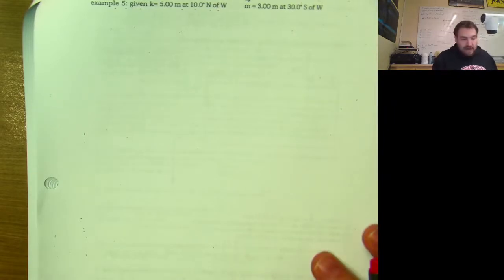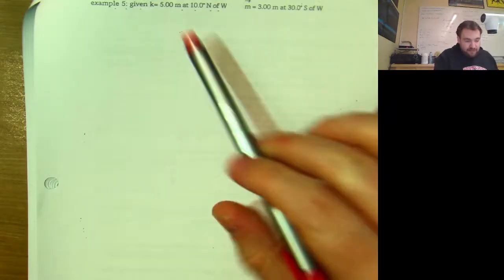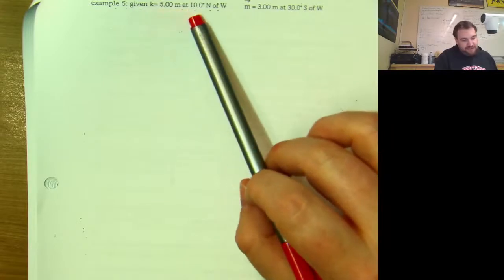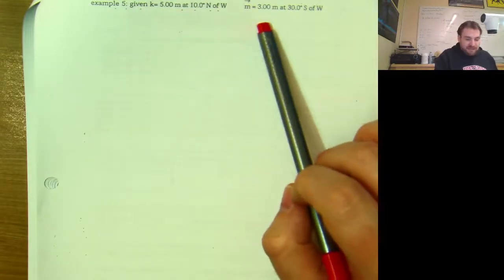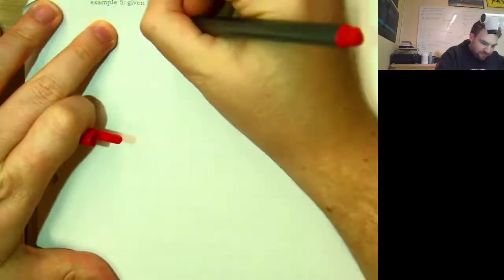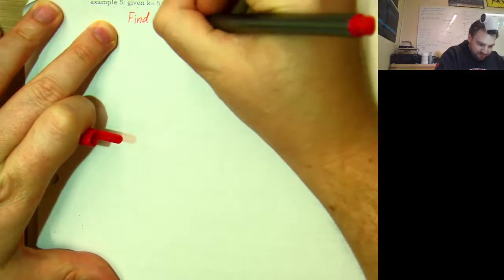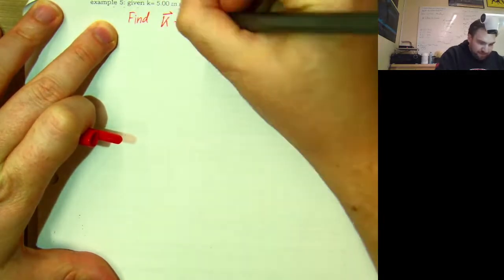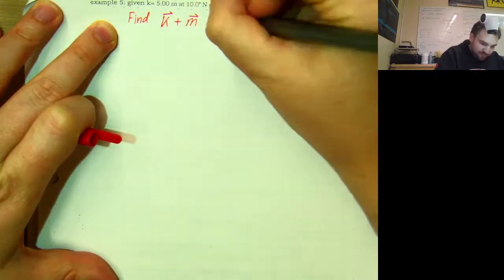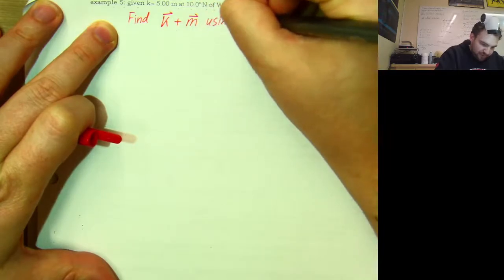Here we go. One more example. This lesson's relatively short. Given K is 5 meters at 10 degrees north of west, and M is 3 meters 30 degrees south of west, we want to find K plus M using components.